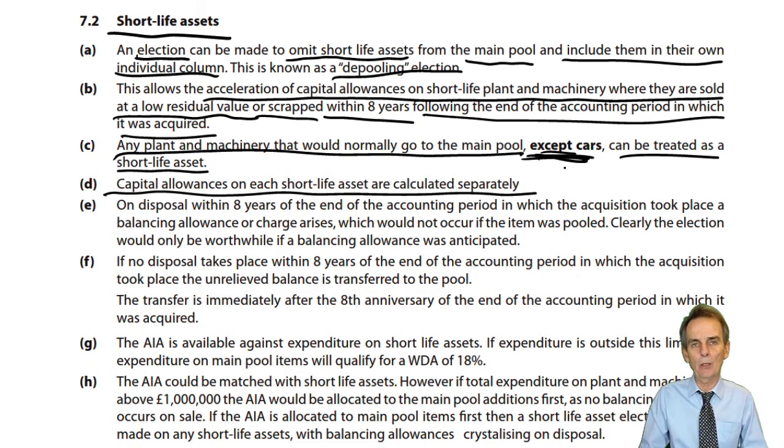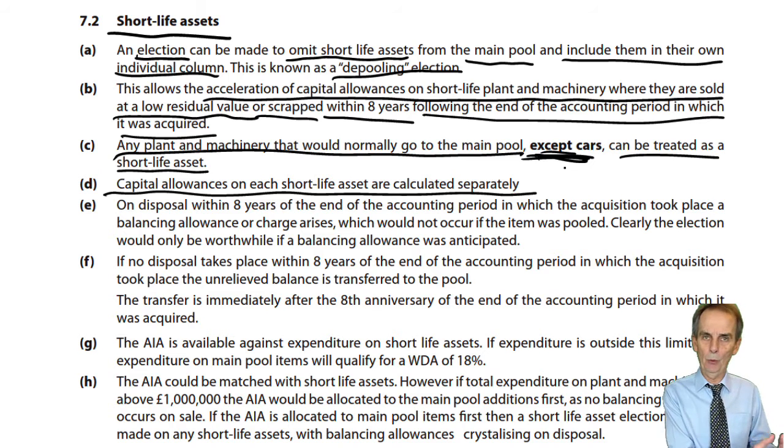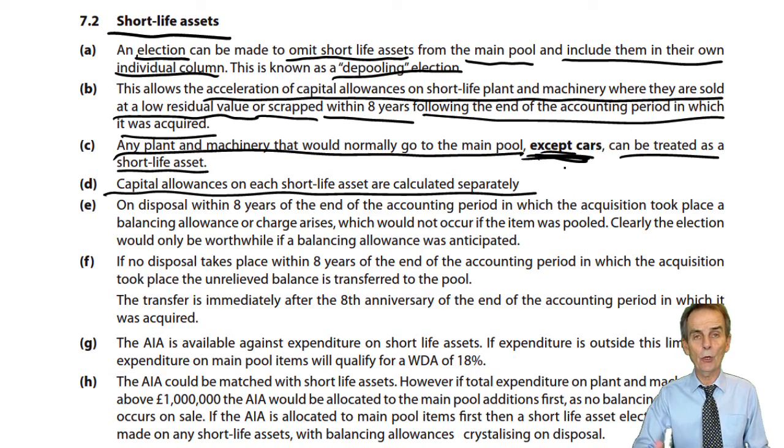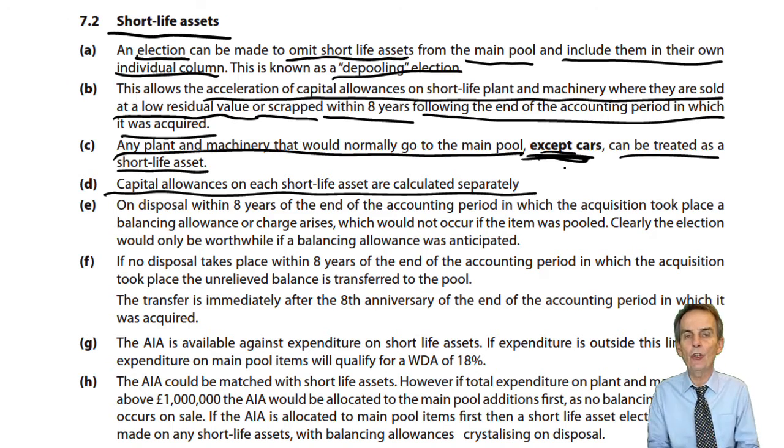This election is only going to come into play if you have expenditure incurred for an accounting period, main pool expenditure, that is in excess of the AIA limit. And in those circumstances, it may be seen to reserve the AIA for the other main pool expenditure, and any expenditure that was incurred on short life assets, those with a life of less than 8 years, we would think, and also, importantly, those that we anticipate will have a low residual value. Then let the other assets take the AIA, and then, rather than this residue of expenditure where short life assets exist that hasn't ranked for the 100% AIA, make the depooling election.